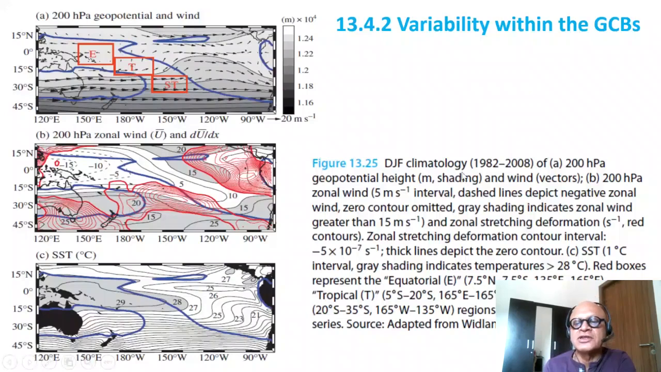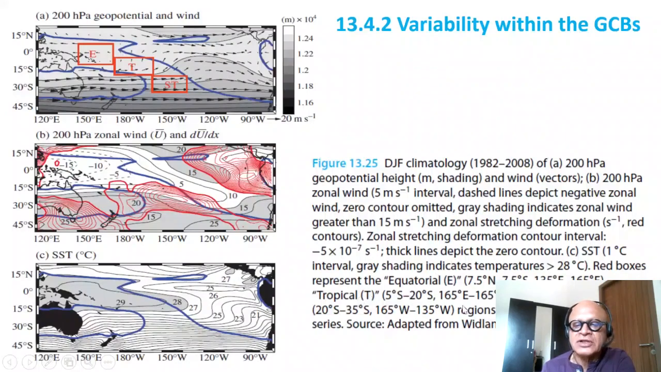So we are looking here at the DJF climatology over 1982 to 2008 of 200 hectopascal geopotential height and wind vectors. And here the 200 hectopascal zonal wind with the zero contour omitted. Gray shading indicates zonal winds greater than 15 meters per second, and the zonal stretching information. So we are back to thinking about waves, modulation of waves, trapping of waves, energy accumulation, and so on. Thick line depicts the zero contour.